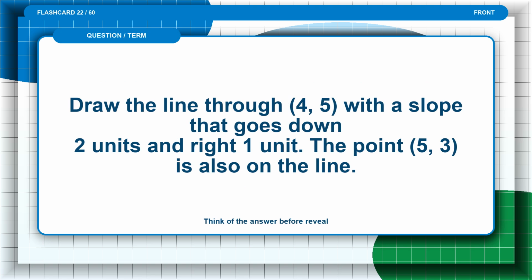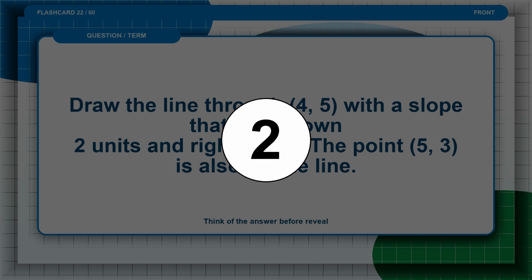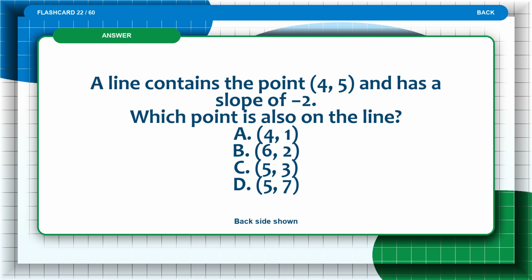Flashcard 22. Draw the line through (4, 5) with a slope that goes down 2 units and right 1 unit. The point (5, 3) is also on the line. Think of the answer before the reveal. The answer is, a line contains the point (4, 5) and has a slope of -2. Which point is also on the line? A) (4, 1), B) (6, 2), C) (5, 3), D) (5, 7).